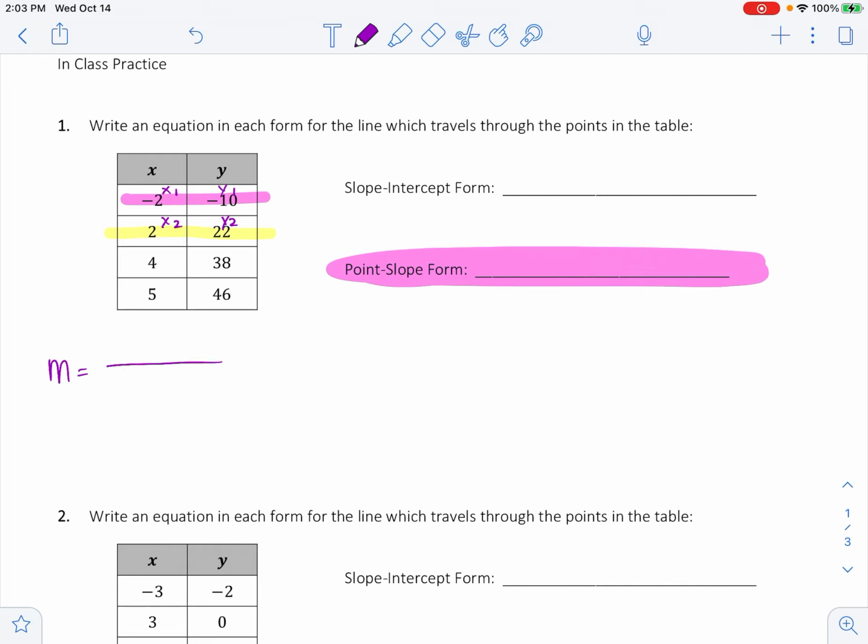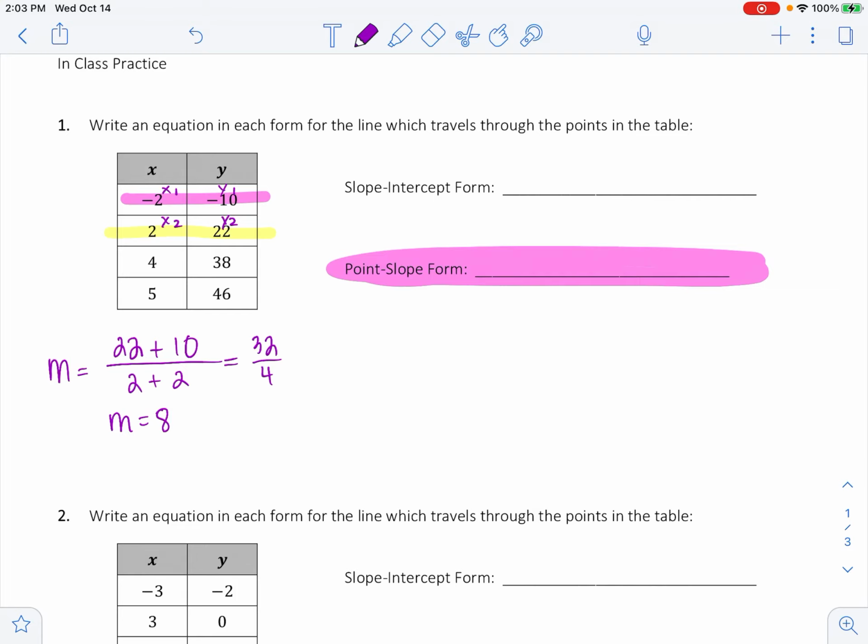So remember, slope is m equals y2, which is 22, minus y1, which is a negative 10. So instead of writing a double negative, I'm going to change it to plus, over x2, which is 2, minus x1, which is a negative 2. So once again, a double negative, I'm going to make it a plus. So that's 32 over 4. So my slope is 8. So now I have the slope.